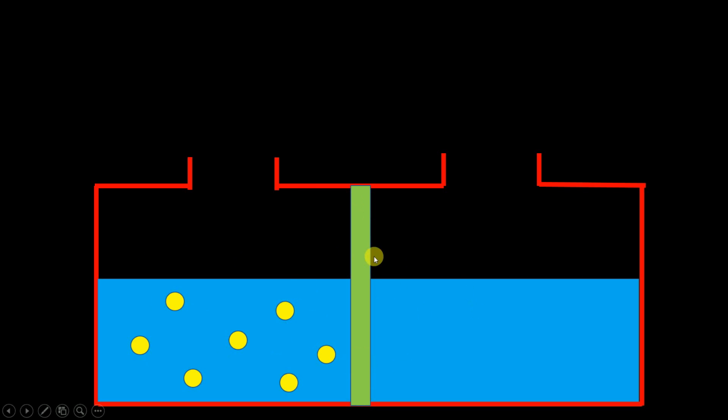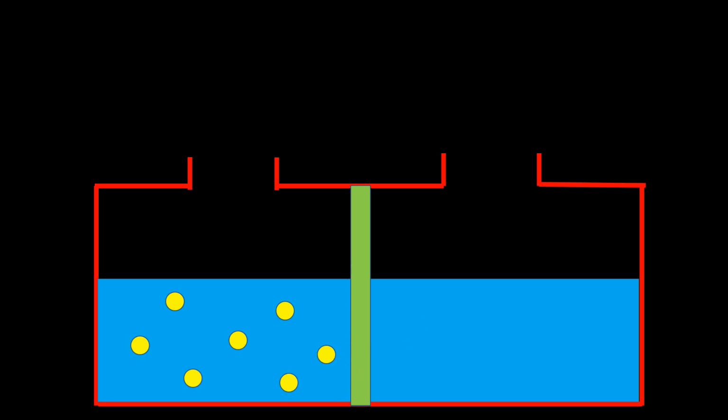Why? Because this semi-permeable membrane has very small pores, and through these pores only the blue color solvent can travel from right hand side to left hand side or from left hand side to right hand side. As we all know, solvent is small in size, therefore it can travel through the pores of this semi-permeable membrane. But the solute is bigger in size, therefore it cannot travel through the pores.